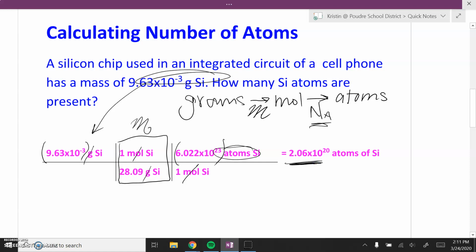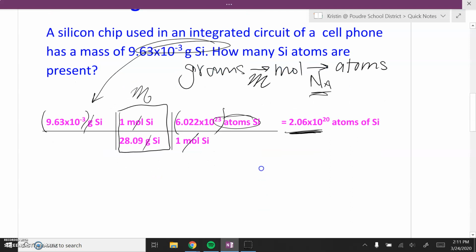And at the end of problems like this, I like to pause and think about, is this a reasonable number? And if we think about how tiny atoms are, yes, this is a reasonable number, right? We would have a lot of atoms in even the teeniest little silicon microchip because atoms are so small. Okay, so that's a good answer. That makes sense to us.